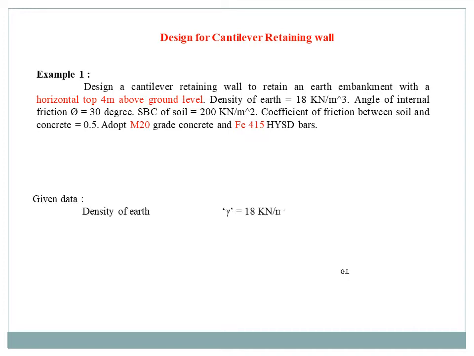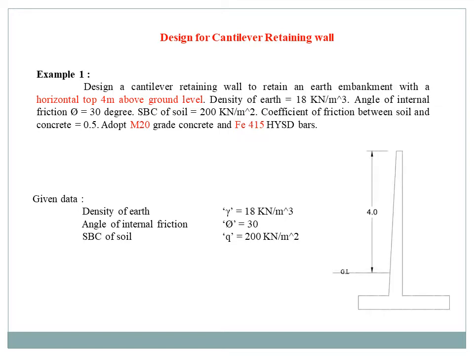So now write the given data. Density of earth gamma is equal to 18 kilonewton per meter cube. Then the angle of internal friction phi is equal to 30 degrees. Then the SBC of soil, you can mention as q, is equal to 200 kilonewton per meter square. So draw the diagram. They have given only the horizontal top 4 meter above the ground level. So we have marked the above ground level 4 meter on top of our retaining wall.